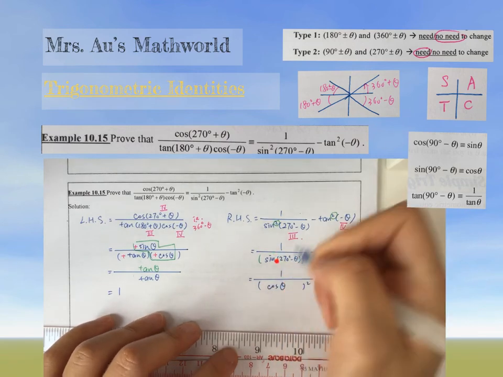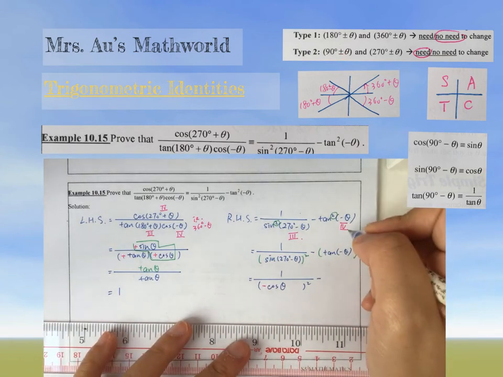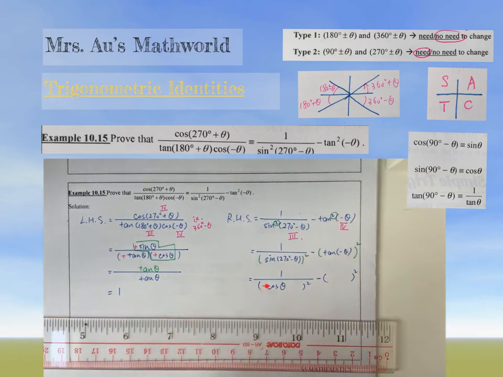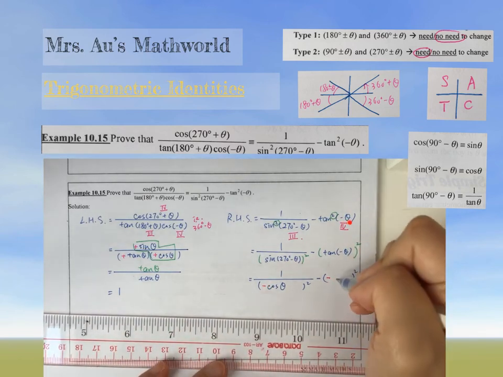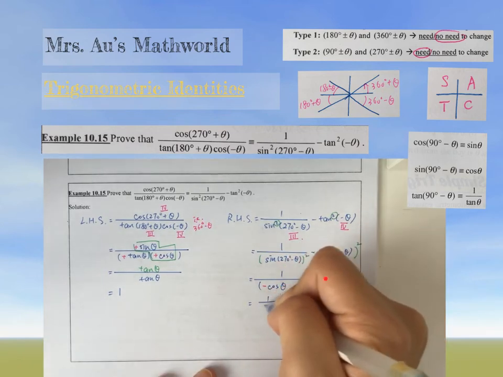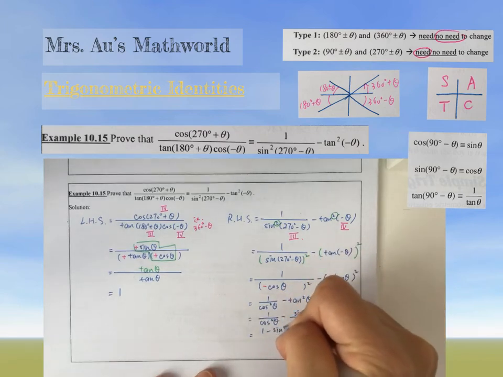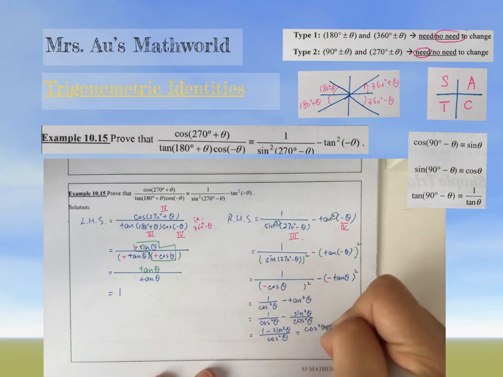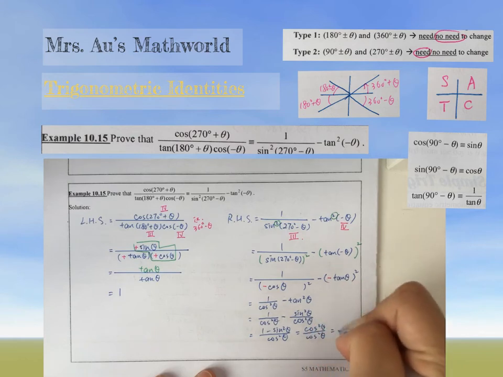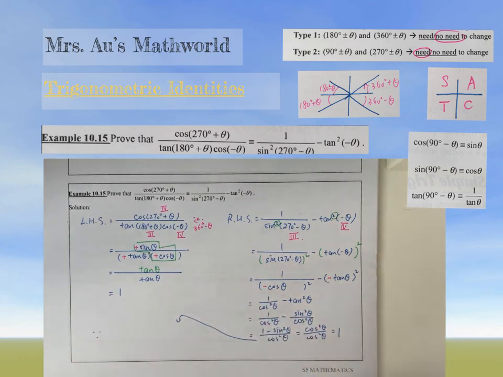So sine becomes cosine because it's type 2. And then for quadrant 3, sine is negative. And for the other one, it just has a tangent because it is also 360 degrees minus theta. No need to change. But it is quadrant 4, so it is negative. And then we simplify, you can see that it becomes cosine square theta minus tangent square theta. And then using the trigonometric identity again to simplify the expression, we get the answer to be 1.